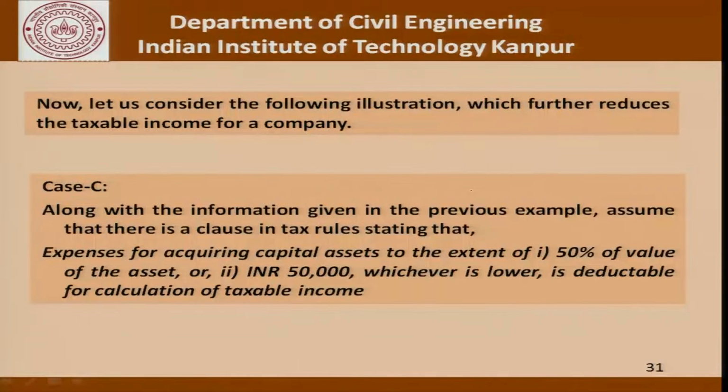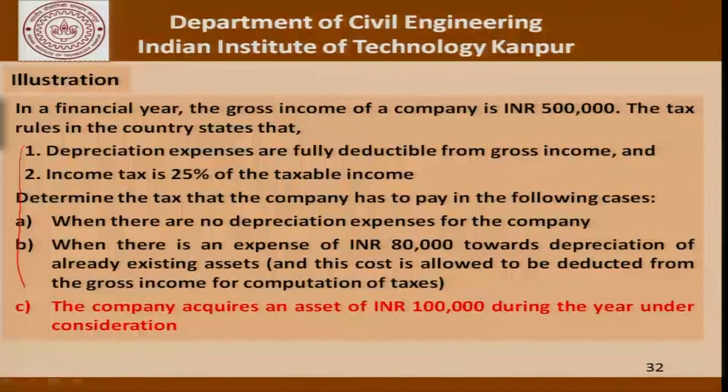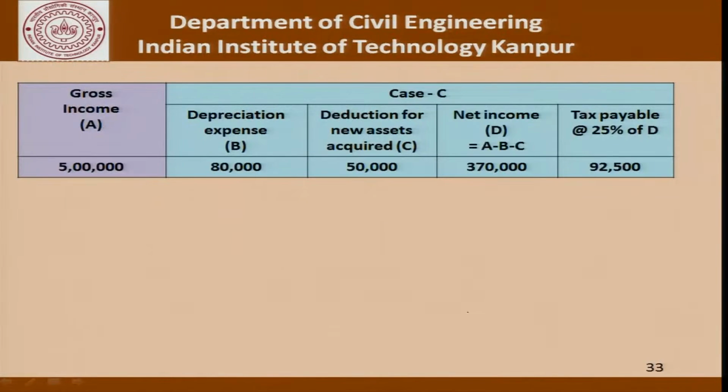So, in this case, along with the information given in the previous example, let us assume that there is a clause in the tax rules that states that expenses for acquiring capital assets to the extent of 50% of the value of the asset or 50,000 INR, whichever is lower, is deductible for calculation of taxable income. All these things being what they were earlier, let us say the additional condition is that the company acquires an asset for 100,000 INR during the year under consideration. So, what happens in this case is that this column gets added to my deductions.